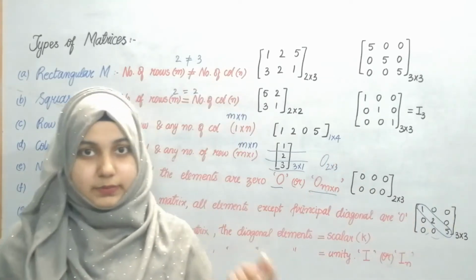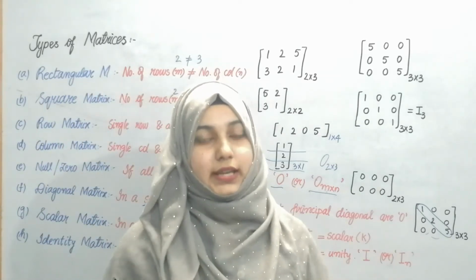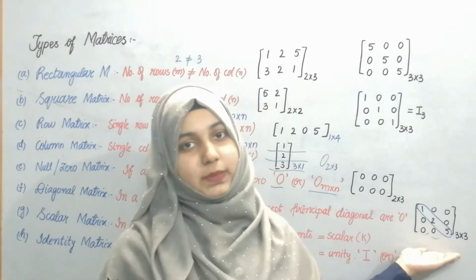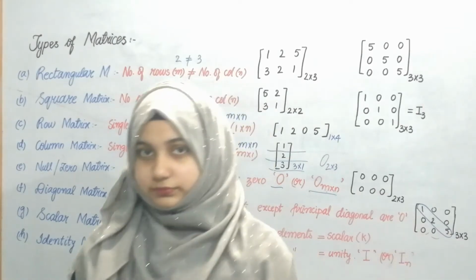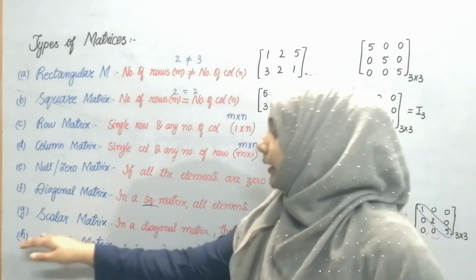In the diagonal you should have elements, and apart from that, the rest of the elements will be 0. Easy, right? But the condition is what? It should be a square matrix. Okay? Next, scalar matrix. Same thing.